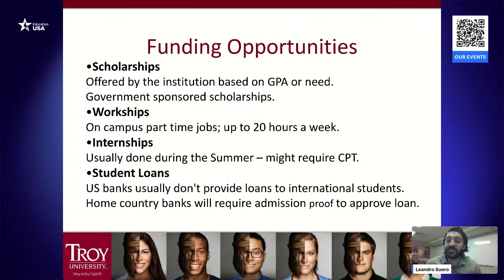And student loans. This is something that I get asked quite a bit about, banks here in the US offering student loans. US banks usually do not provide loans to international students unless the international student has someone like a sponsor here in the US, right? Someone like a co-signer, someone who will sign the loan on behalf of the student, because the bank needs to make sure that they're going to get paid back for that loan. So in most cases, they're not offering a loan to international students.